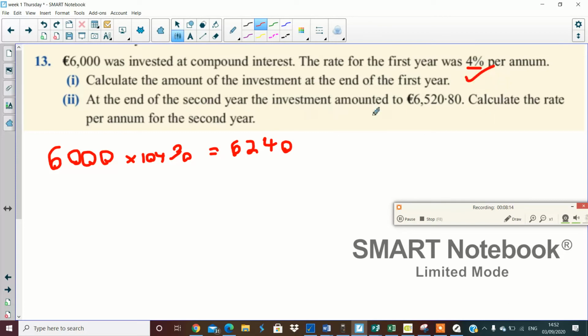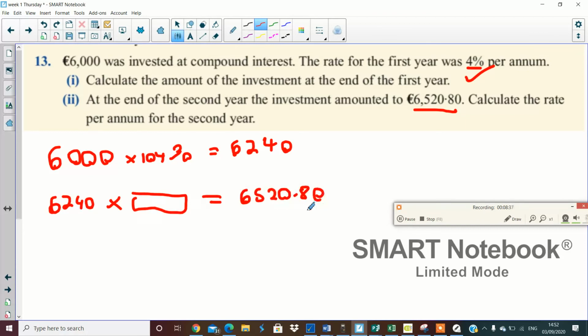At the end of the second year, the investment amounted to this much. Calculate the rate of interest for the second one. So you grab your 6,240, you multiply it by, we don't know, do we? So, box, yeah? But then what's your answer when you're done? 6,520.80. So what's your box equal to then?